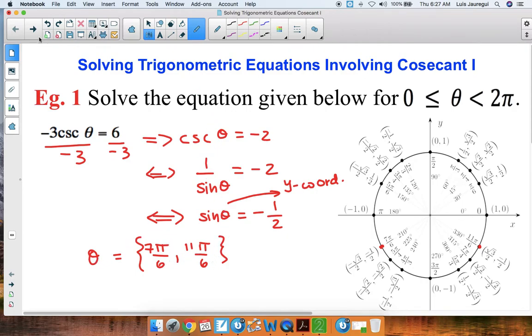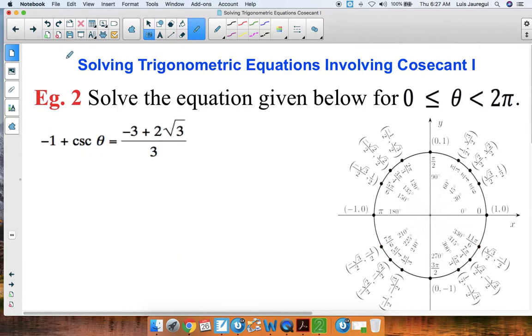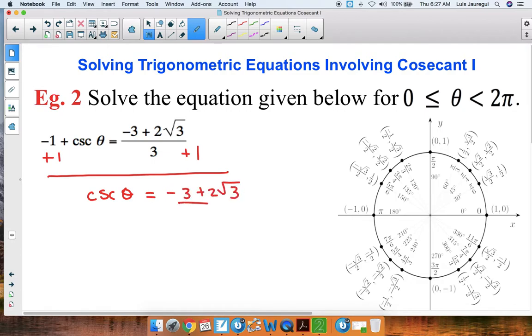Let's see another example. Solve the equation given below for theta greater than or equal to 0 and less than 2 pi. So once again, our goal here is to isolate the cosecant. So let's add 1 to both sides, thus giving us the following equivalent equation. Cosecant of theta is equal to negative 3 plus 2 times the square root of 3 all over 3, plus 1. Now, we're going to multiply this 1 by 3 over 3 so we can get the same denominator.